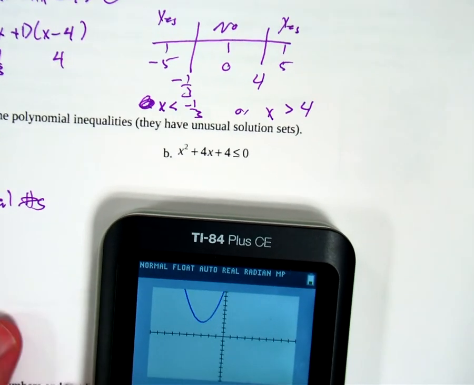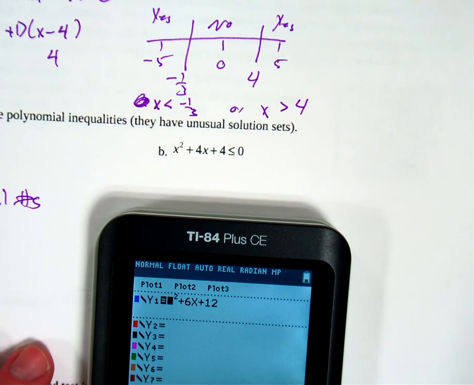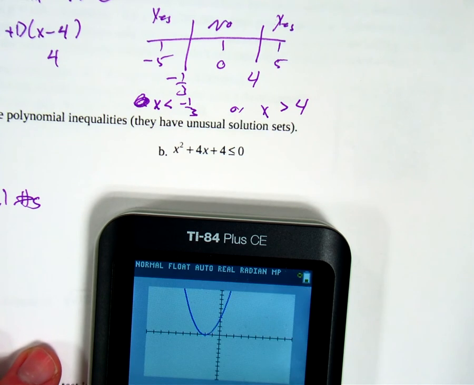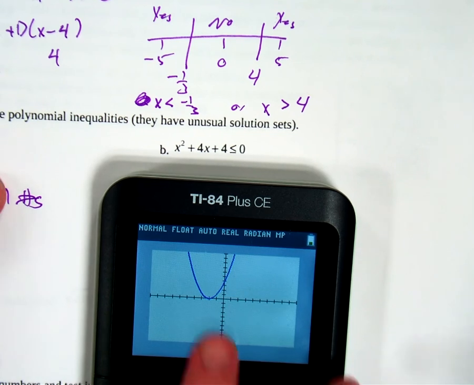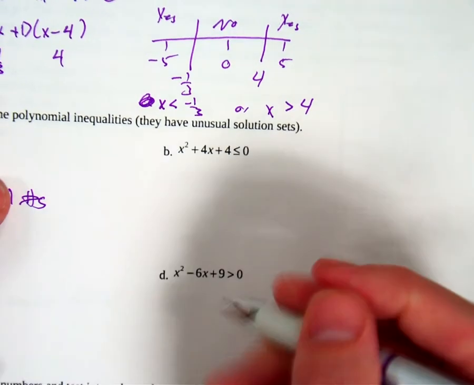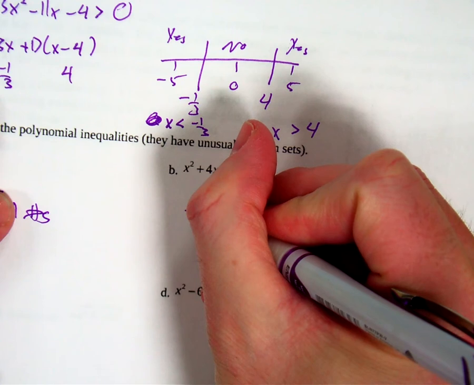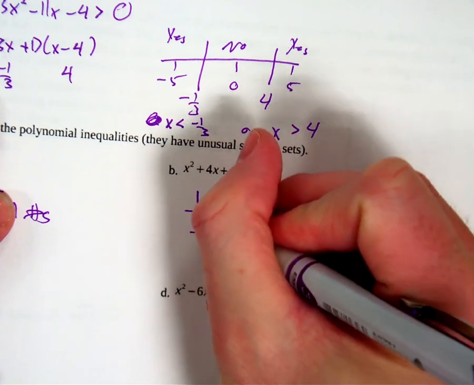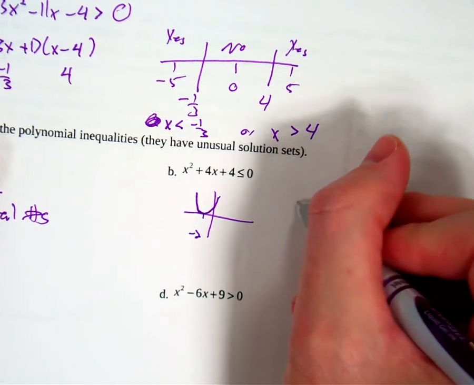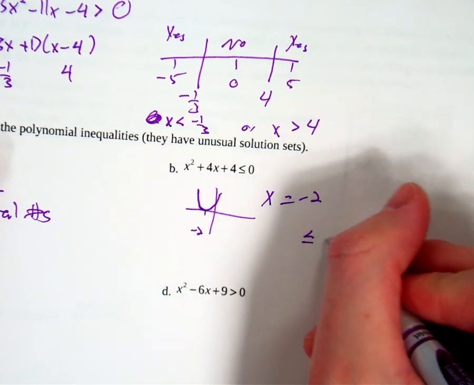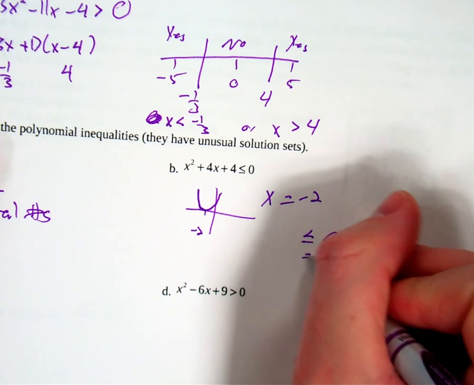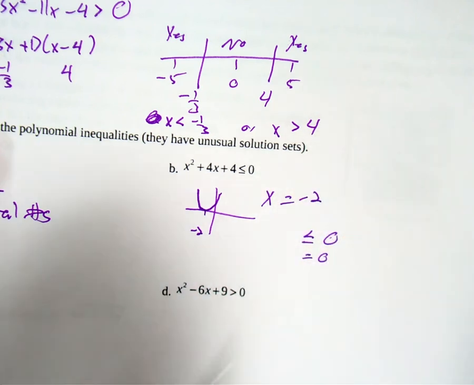Less than or equal to 0. Let's check this one out. X squared plus 4x plus 4. It's never less than, but it is equal to 0 at one spot, -2. Okay, x equals -2 is the only spot that it's less than or equal to 0, because it is exactly equal to 0 at that spot, and that's the only one.